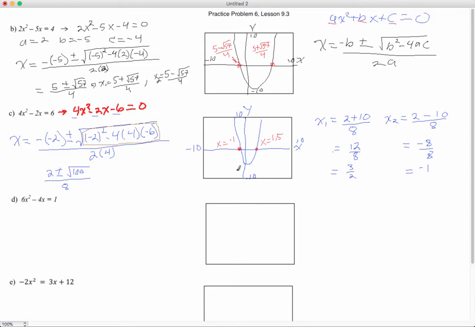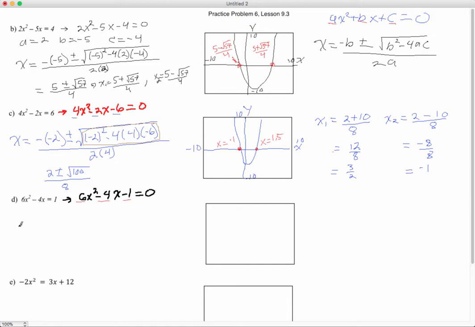So one more time, we're going to have to solve that for 0. In other words, set it equal to 0. It needs to look like ax squared plus bx plus c is equal to 0. So this will be 6x squared minus 4x minus 1 is equal to 0. That gets us a way to quickly, hopefully, identify our a, b, and c. We see a is equal to 6, b is equal to negative 4, and c is equal to negative 1.